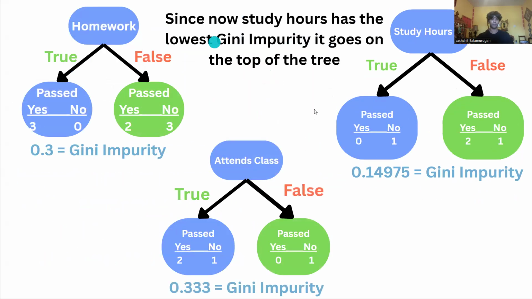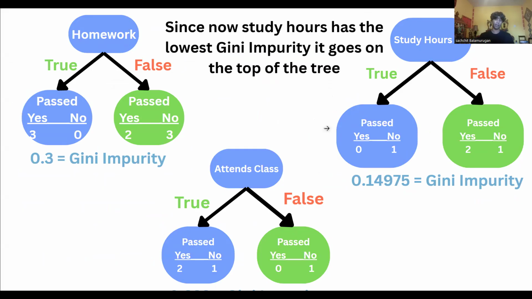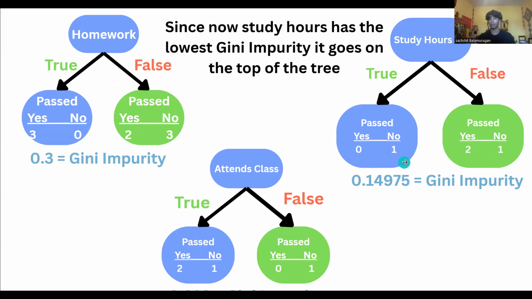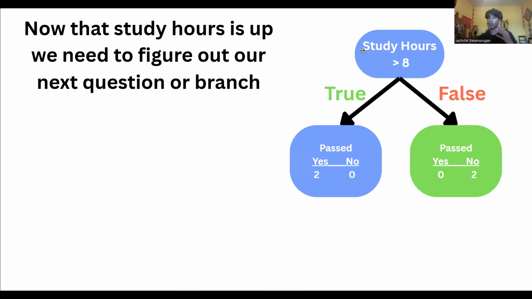So if you now look here, right? Since study hours now has the lowest Gini impurity, it goes on the top of the tree, right? Whenever we create our decision tree now, we can put study hours on the top because it has the lowest Gini impurity. Okay, that means it has the most amount of pure leaves. Okay, so now this is on the top. This is our top branch, right? Now we got to figure out what goes next. So like, what's our next question, right? So let's figure out how we can ask our next question.